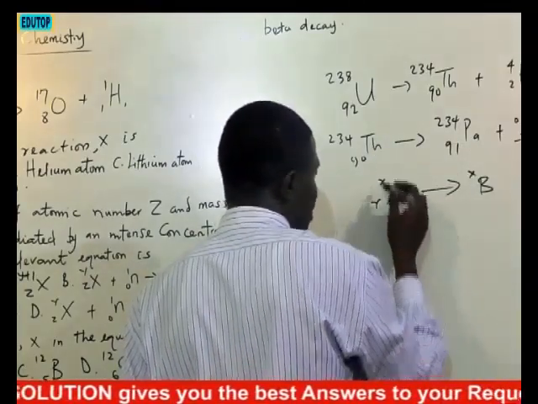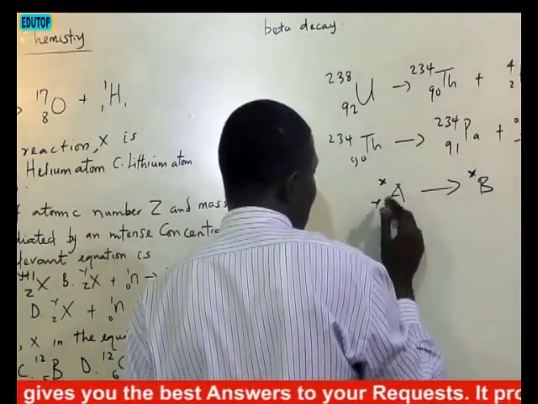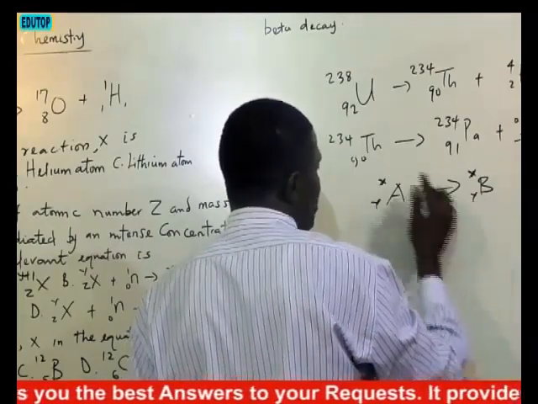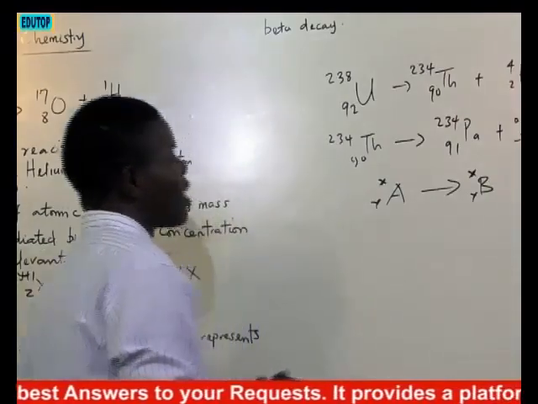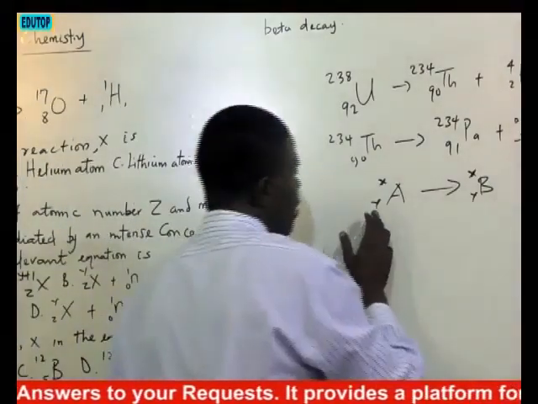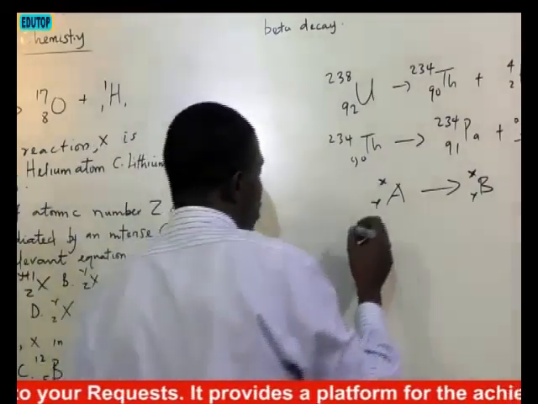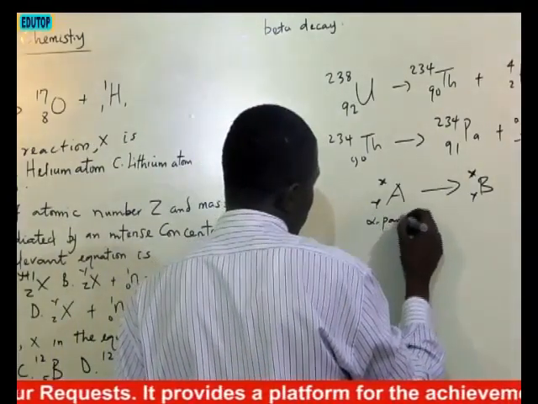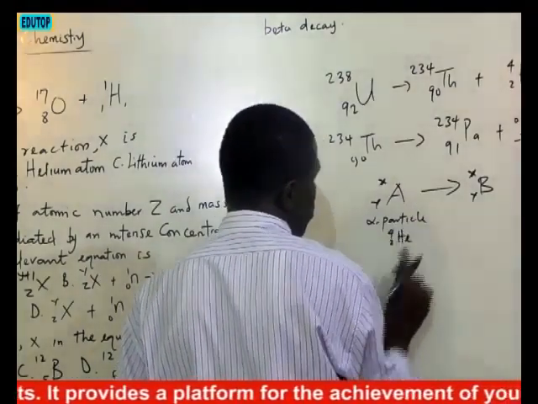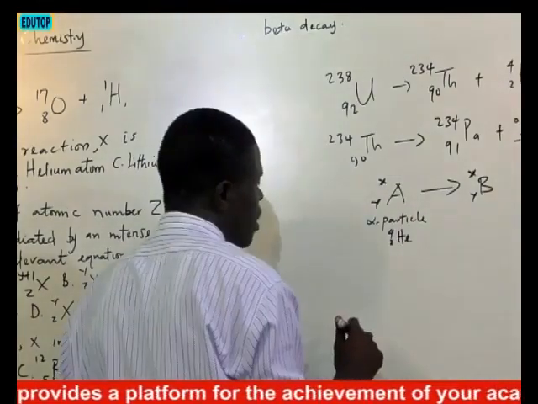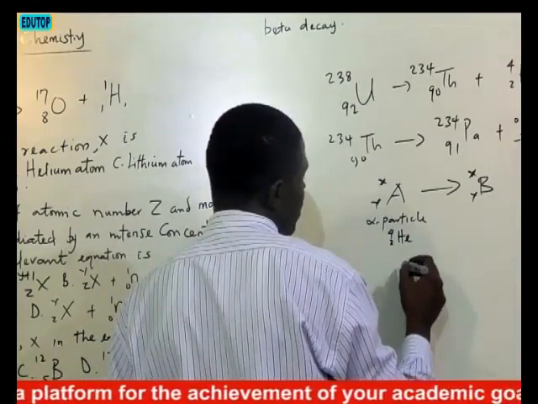So what I'm saying is that if the mass number here is X, here it must be X. If the atomic number here is Y, it must be Y. The mass number on the left hand side must be equal to the mass number on the right hand side. The atomic number on the left hand side must be equal to the atomic number on the right hand side. And you know, our alpha particle is known as what? Helium atom, He 4 2.